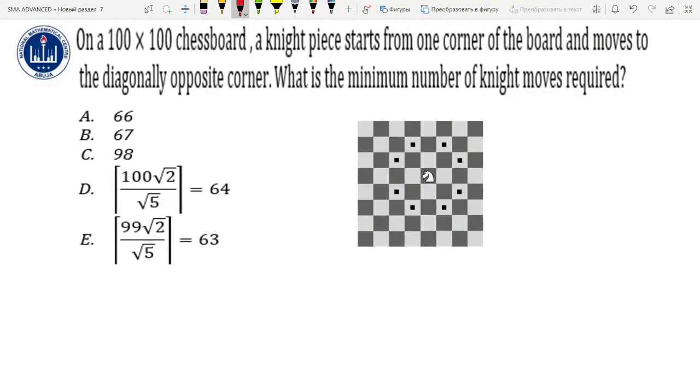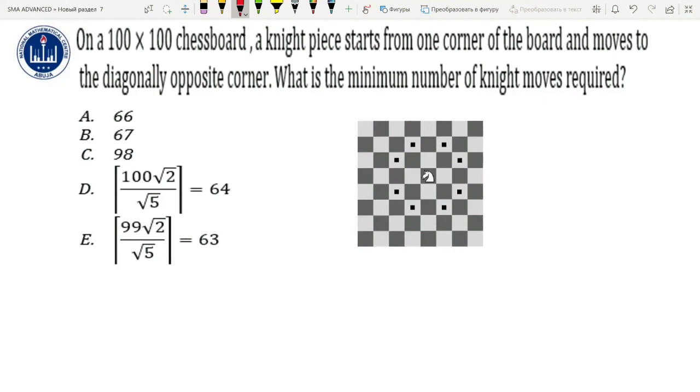So the question says a 100 by 100 chessboard. That's a little bit difficult to draw out, so we're just going to work with an 8 by 8 chessboard, the standard diagram, but we just assume it's a 100 by 100 chessboard. It says the knight starts from one corner of the board and goes to the diagonally opposite corner.